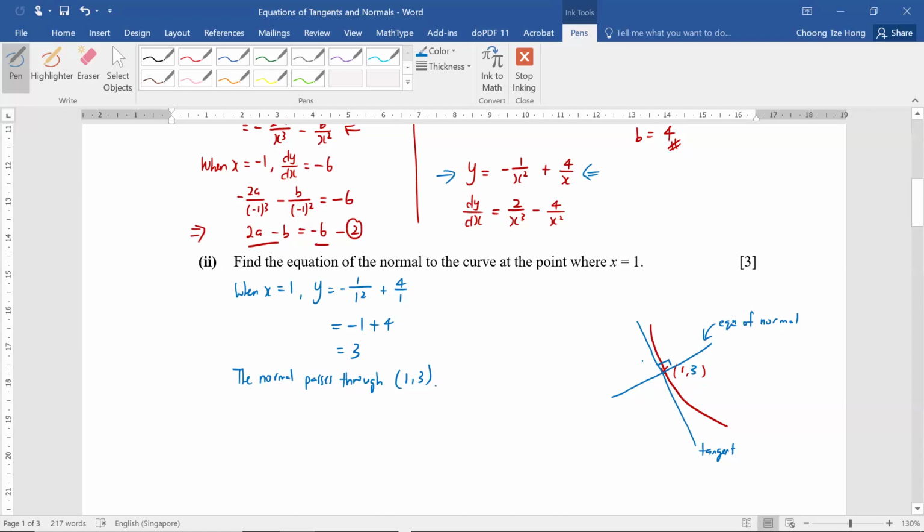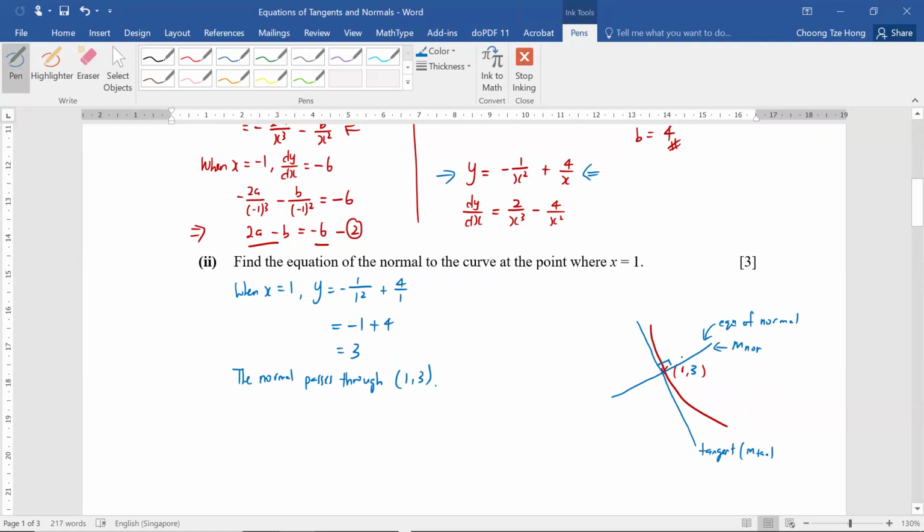The other thing that we need to know in order to find the equation of a line is its gradient. So what we want to find is the gradient of the normal over here. But in order to find the gradient of the normal, we need to find the gradient of the tangent first. Why? Because the tangent is perpendicular to the normal, right? So that means the product of their gradients will give us negative 1.